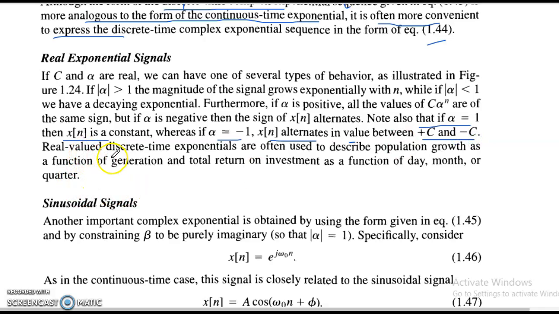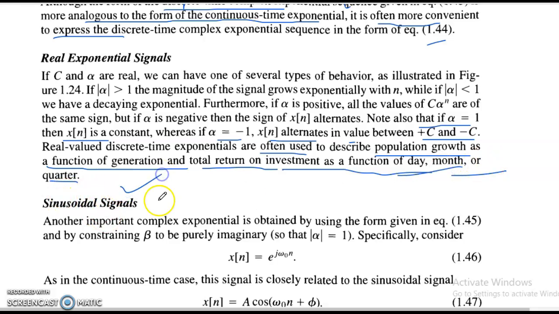Real-valued discrete-time exponentials are often used to describe population growth as a function of generation, and total return of investment as a function of day, month or quarter.